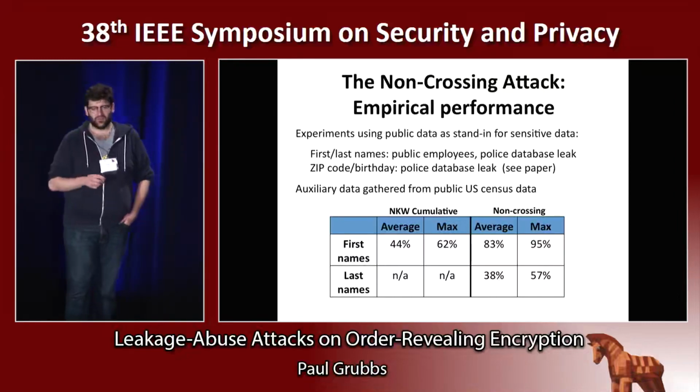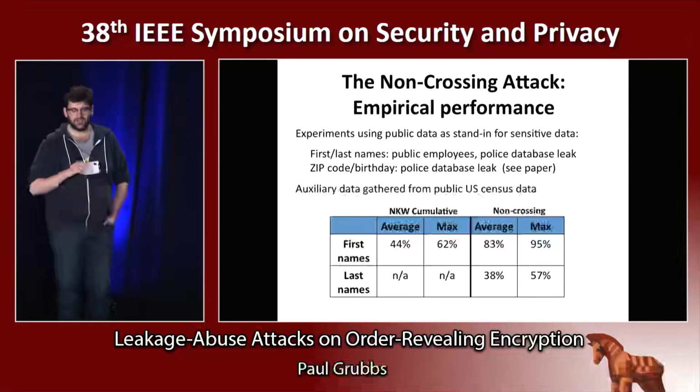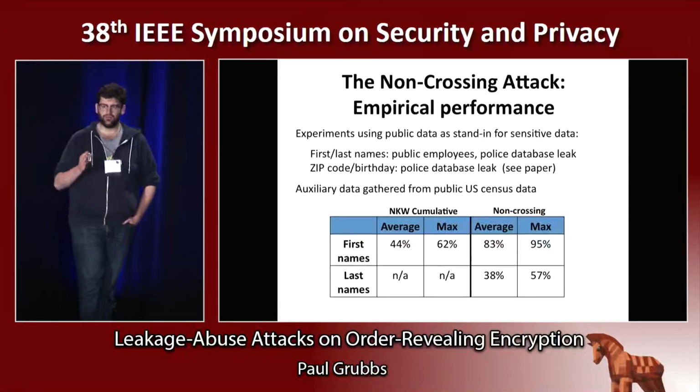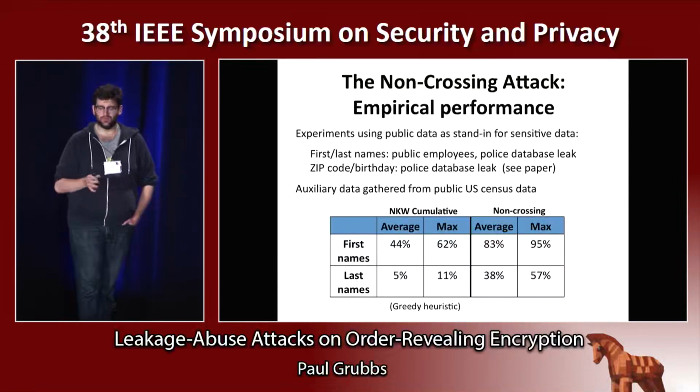For last names, we actually couldn't get the cumulative attack to run in any reasonable amount of time for any of our last name data sets. Our largest problem instance, I think, had around 17 billion edges in its graph, and the order n cubed runtime just basically makes the Hungarian algorithm choke. So what we did was instead use a known heuristic from the graph algorithms literature that allows us to get an approximately optimal mapping in order n squared time.